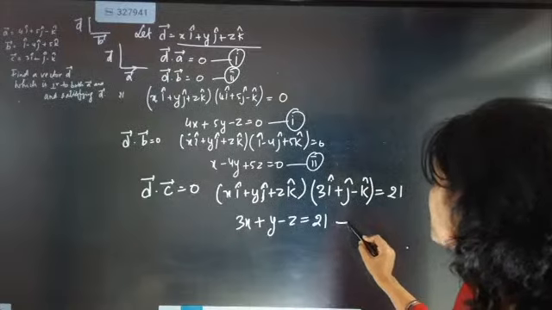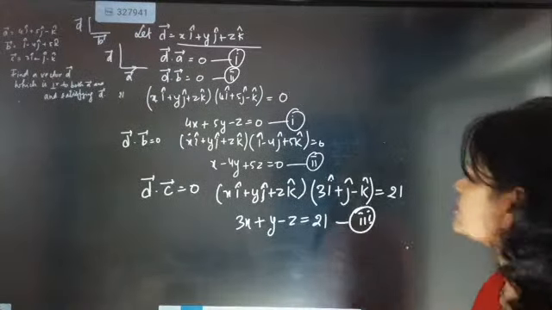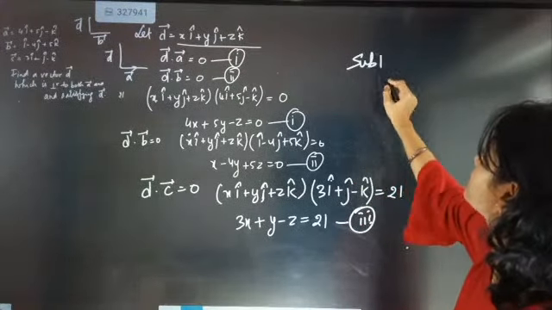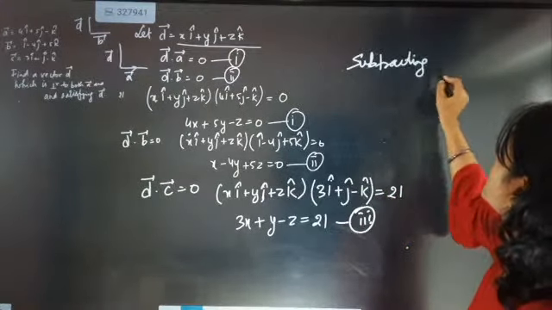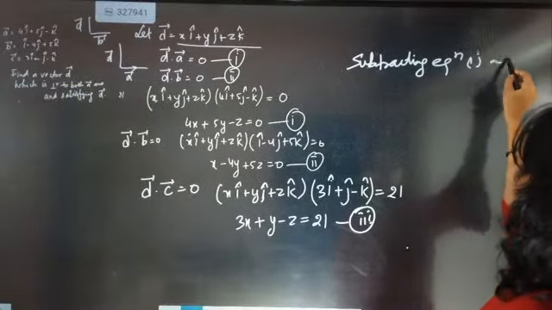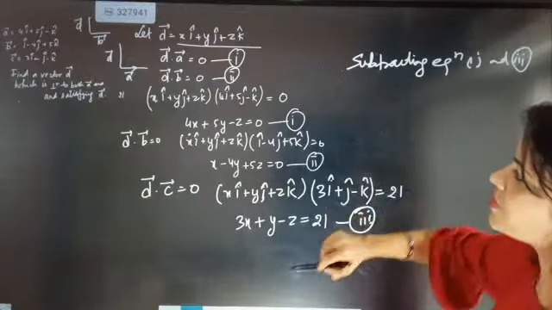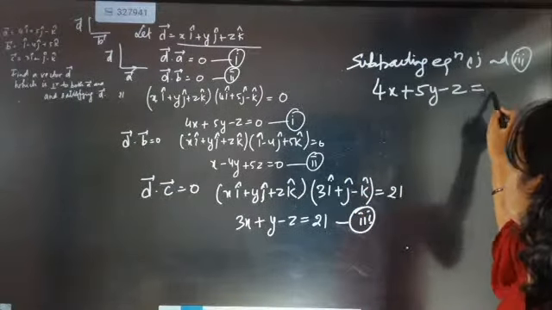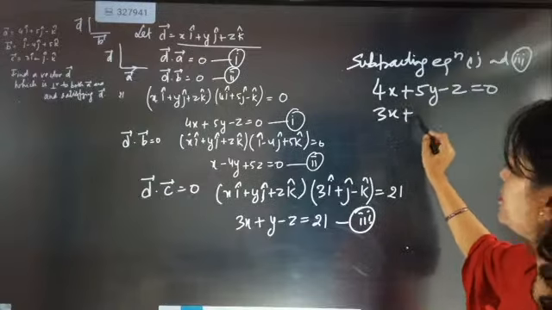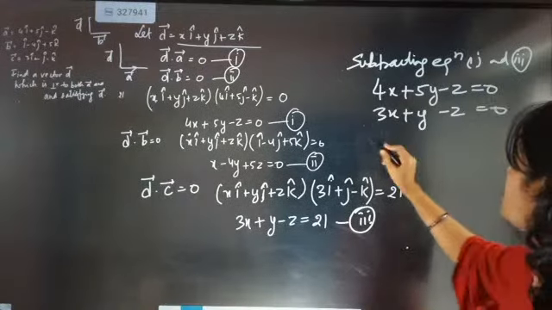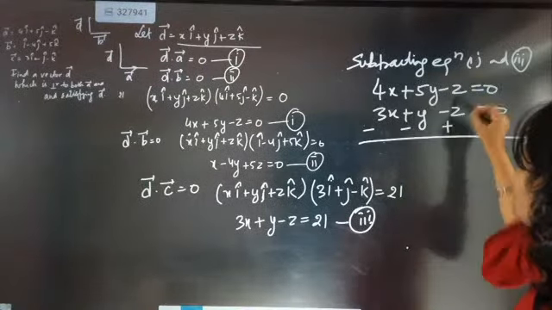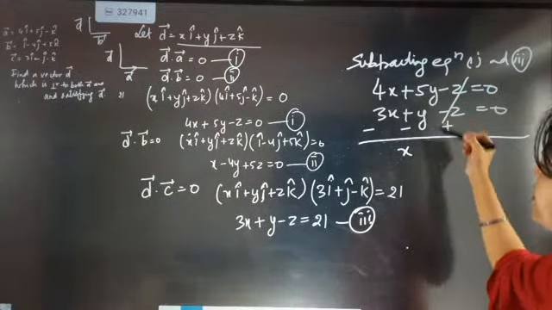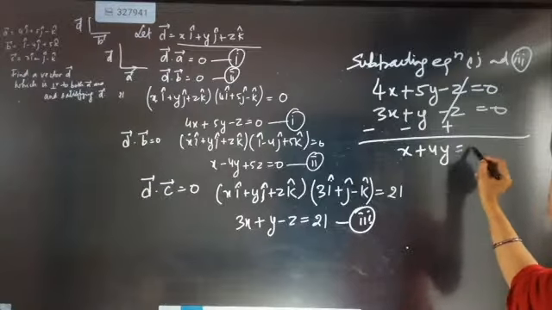So I am taking equation 1 and equation 3. First I am going to subtract equation 1 and equation 3, because once we subtract them, that is 4x plus 5y minus z equal to 0, minus 3x plus y minus z equal to 0. Minus minus plus, so now we are getting rid of z. We are getting x, and here 5 minus 1 will become 4y equal to 0.